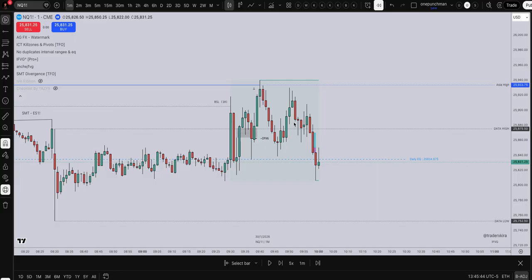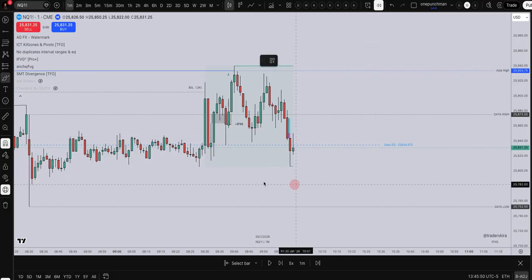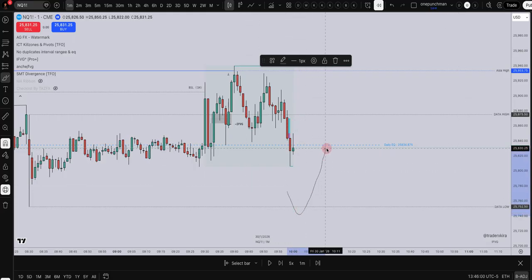Okay, so as price starts to now dip at the daily EQ, I talked about how earlier that if I wanted to short, I would want price to start from around, let's say, the data low, right? So let's say we get that move off the data low and it comes here, right? What I want to see then is a rejection here and a move down, and then that's when I would have wanted to go short, right?